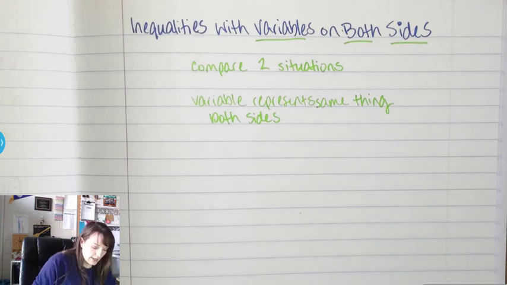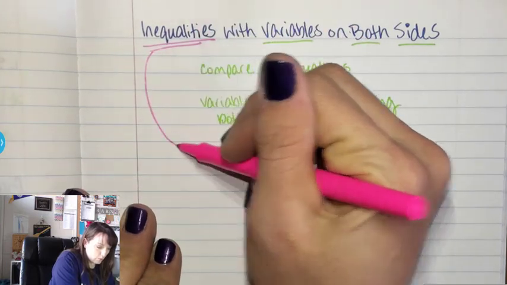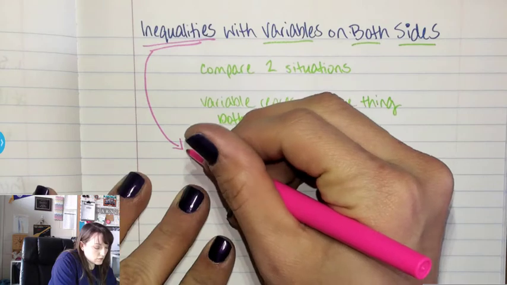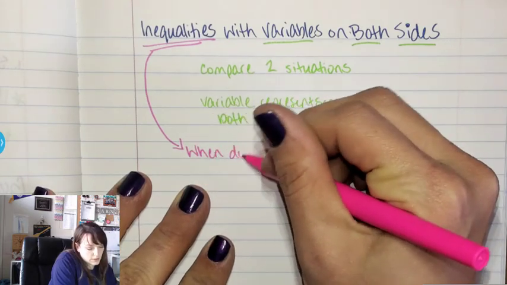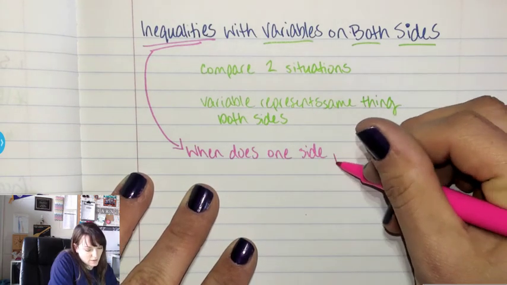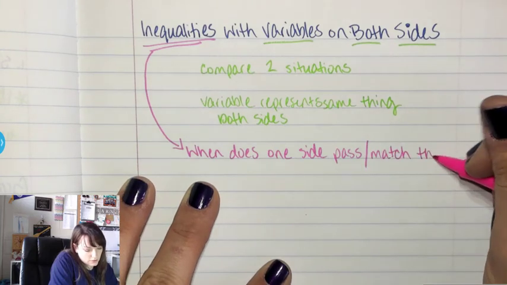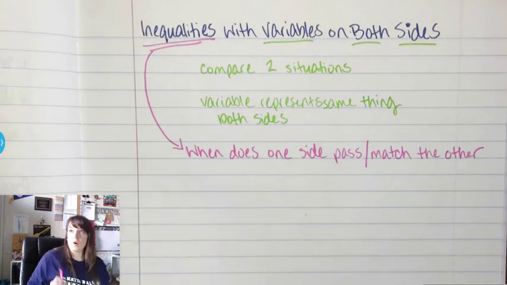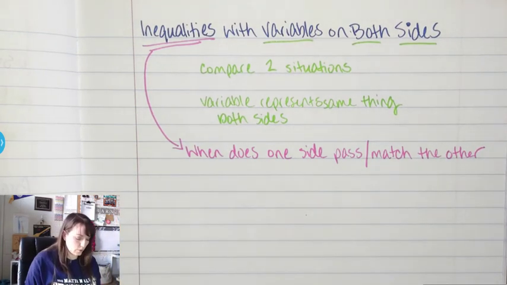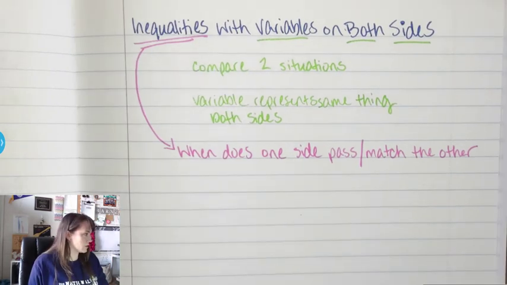And since we are talking about inequalities, the big question here is going to be, when will one pass the other? And does one side pass or match the other? So I don't want to know when they're equal. I want to know when does one pass the other or match it. So we're going to be dealing with less than or equal to's, more than or equal to's, less thans, and more thans.